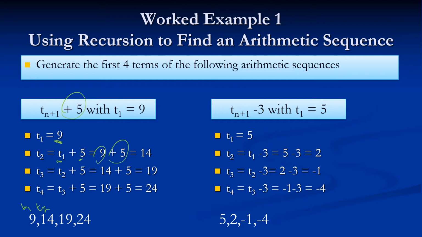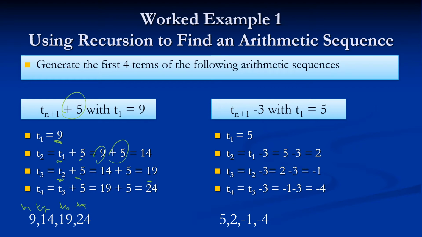Now, the third term is just going to be term 2 plus 5. Term 2 was 14, so 14 plus 5 is 19. So that's term 3. And term 4? That's just going to be that 19 plus another 5, so that's 24. As you can see, that's a common number that we're increasing by.